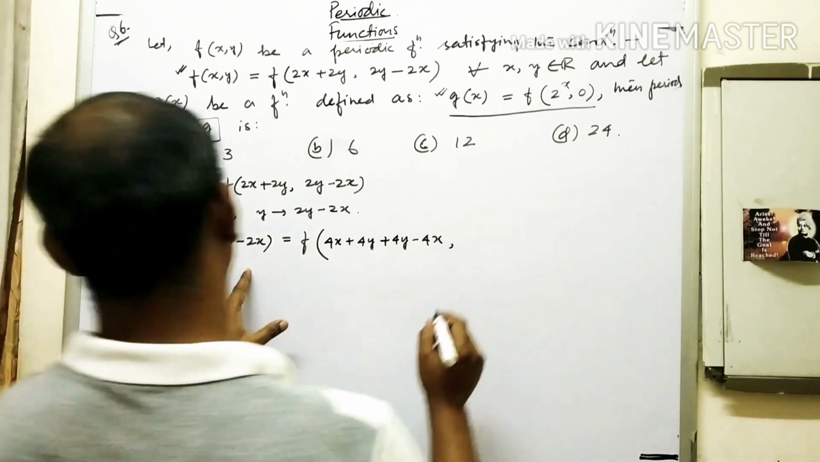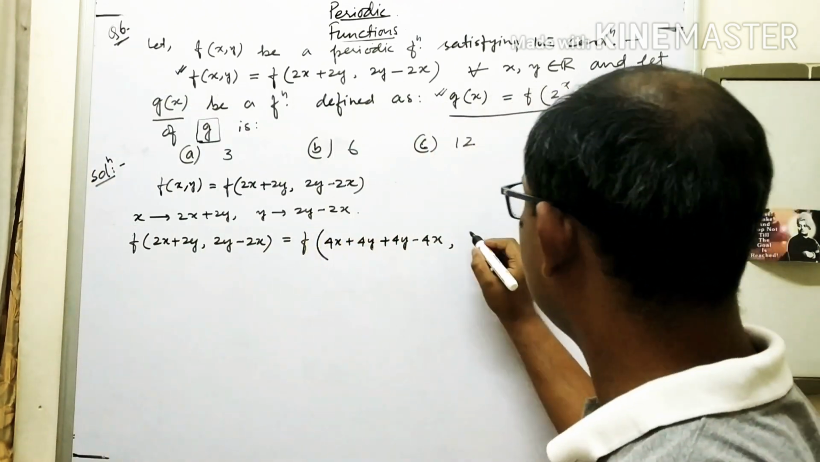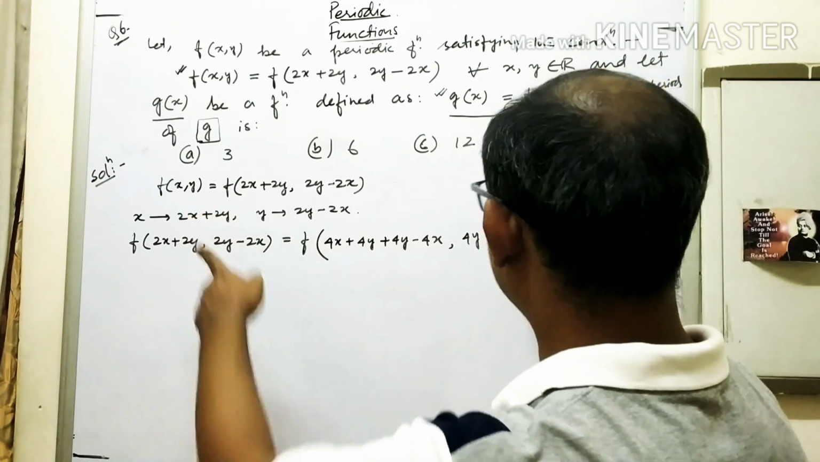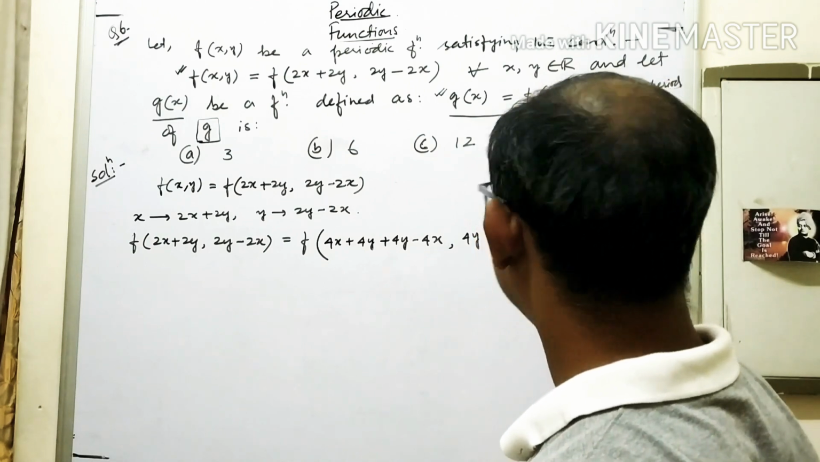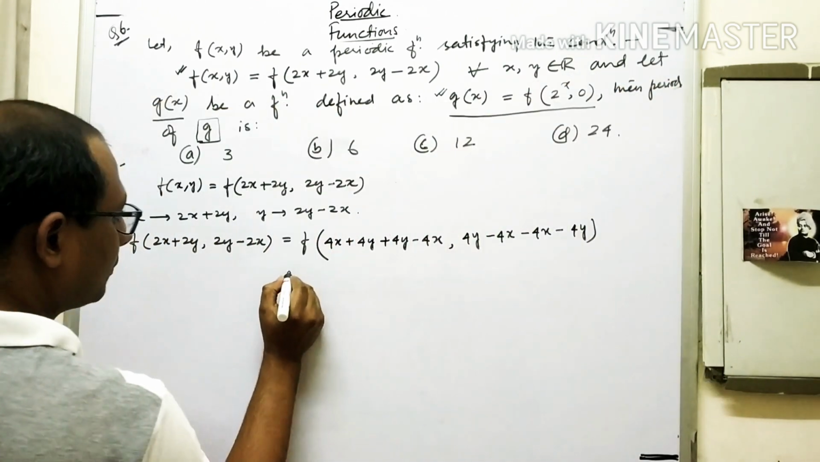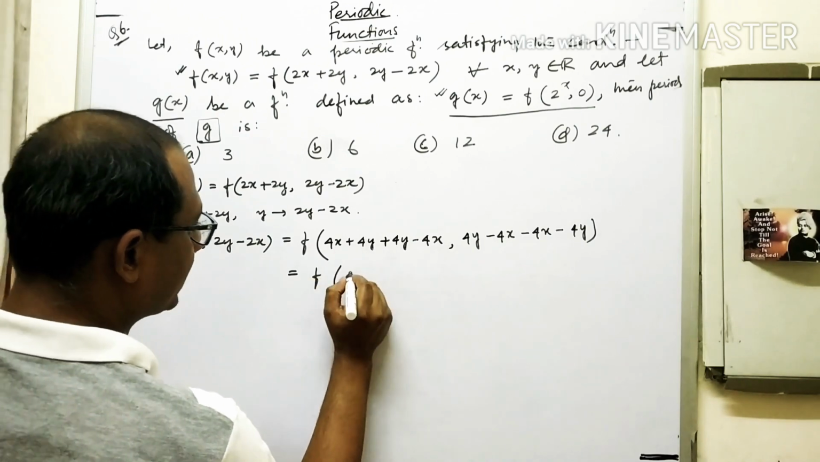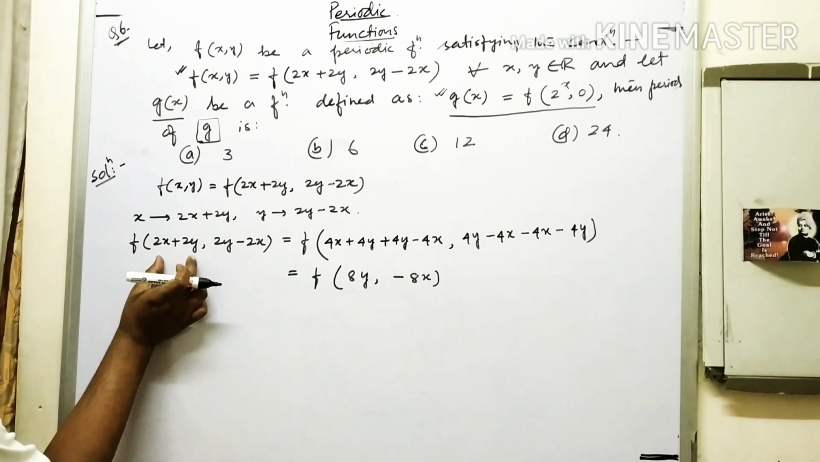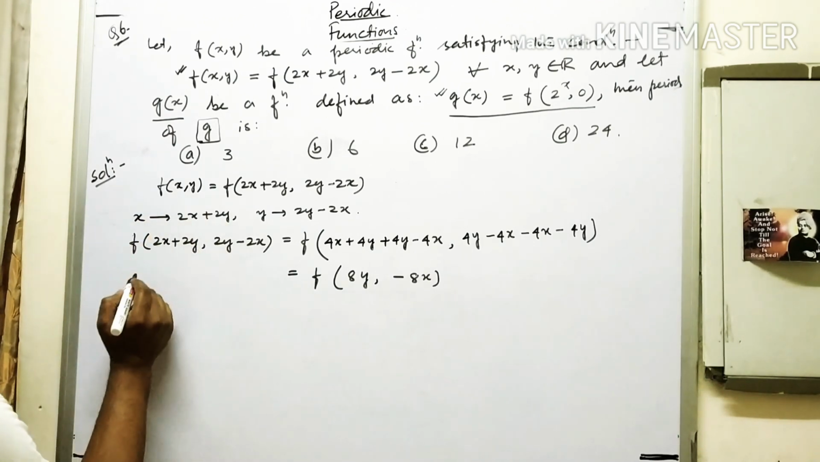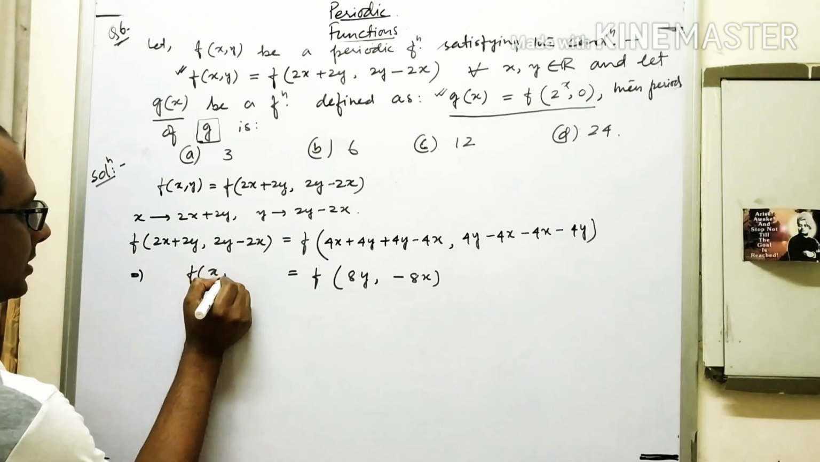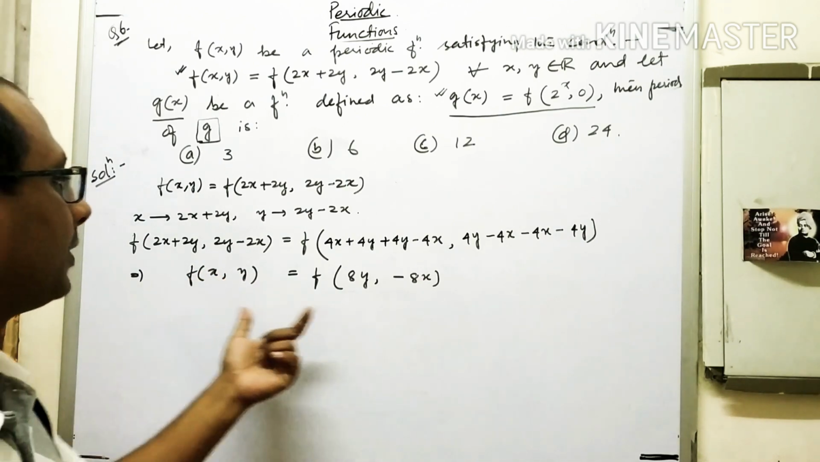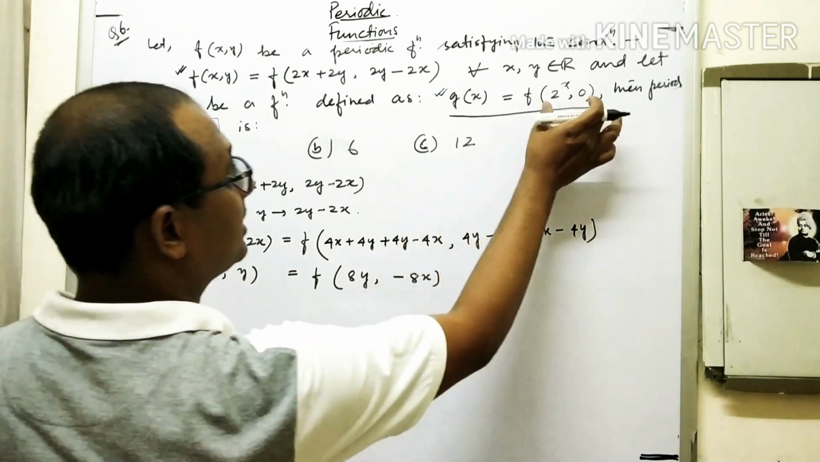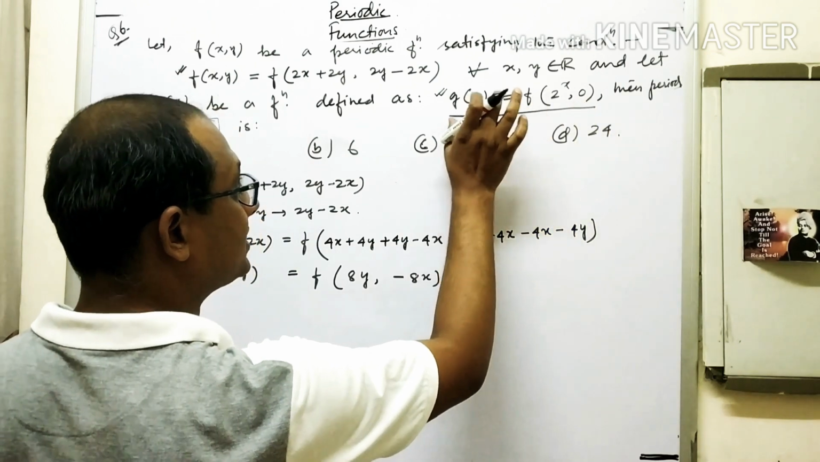The second one, what are we going to get? 2y minus 2x. So 2 times y, that is 4y minus 4x, minus 2x, that is minus 4x minus 4y. Okay, so from here we'll be getting f of (4x cancels) 8y comma minus 8x. Right? Now this one, 2x plus 2y, we have replaced as x. So this one is nothing but f of (x, y). So f of (x, y) we have got is this. Okay, so we have to reach till here because z(x) is defined like this.